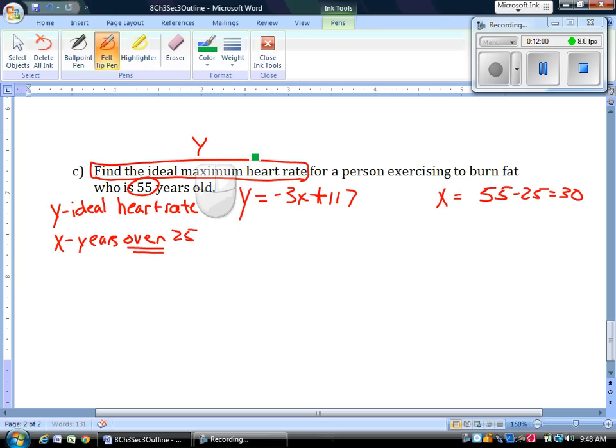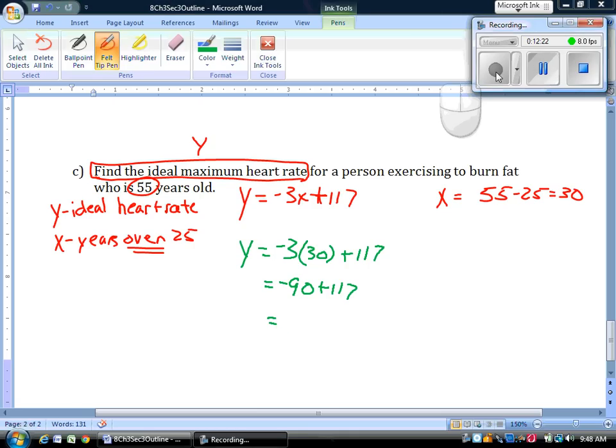So when I plug this in, I'll get y equals -3 times 30 plus 117. -3 times 30 is -90 plus 117. So this tells me that the ideal heart rate for a 55-year-old in order to burn fat should be 27. Okay. So that's slope-intercept form. That's how to graph in slope-intercept form and how to use slope-intercept form in specific equations.